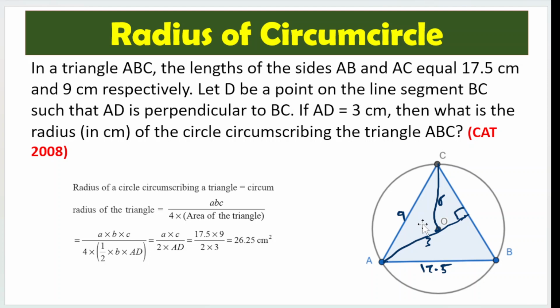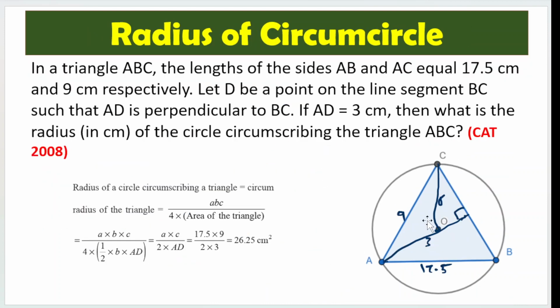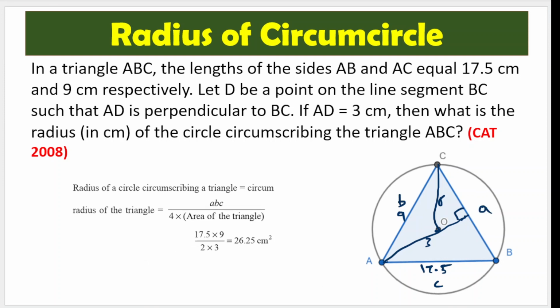Right. Now we want to find out what is the circumradius. Circumradius is abc by 4 into area, but we don't know what is a here, right? We know what is c, what is b. Radius of the circumcircle R is equal to abc, the product of the different sides, by 4 into area of this triangle.